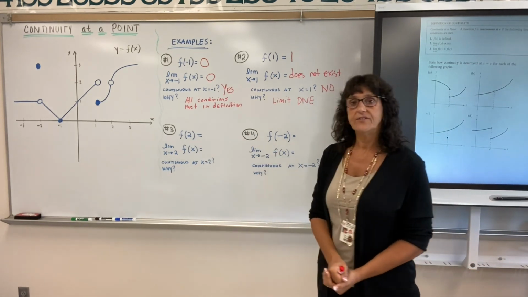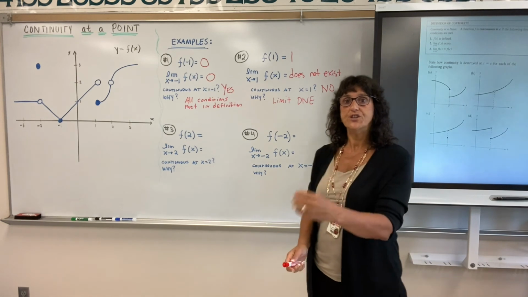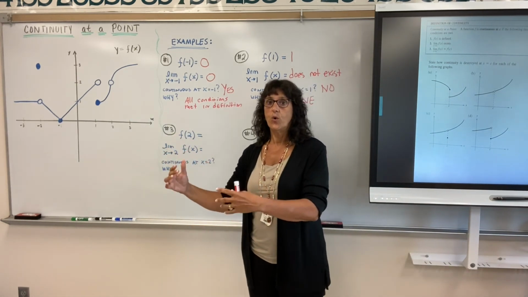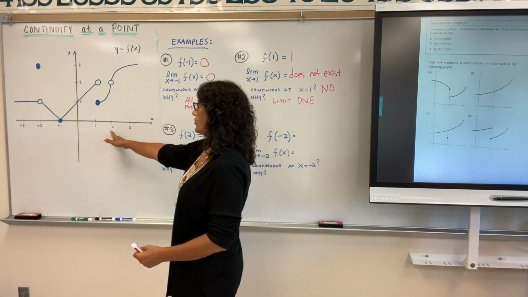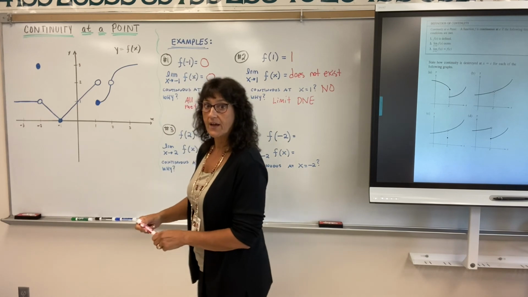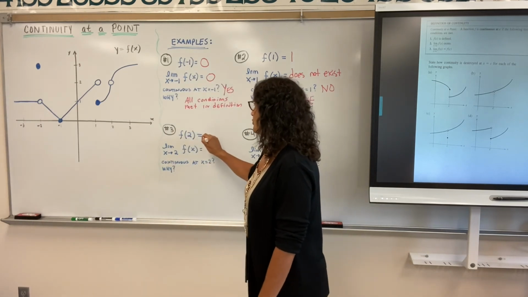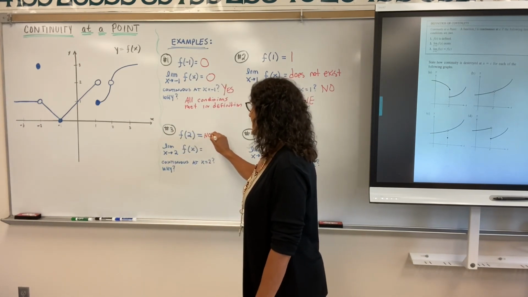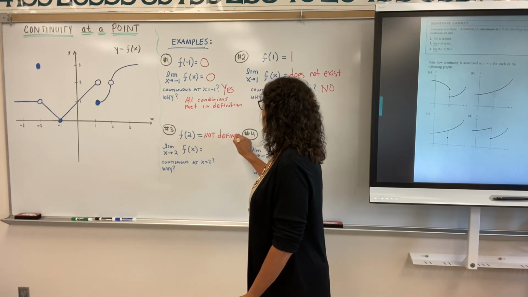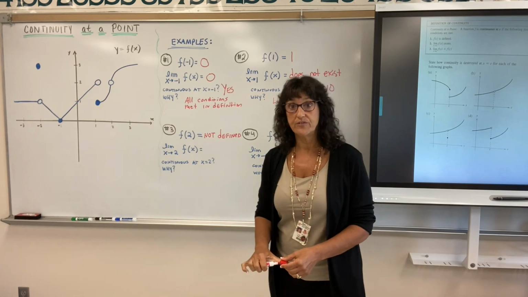Let's take example 3. What is f of 2? Remember from algebra class, what is f of 2? When x is 2, what is y? So let's go to 2 on the graph. When x is 2, ooh, there's no closed circle. So what is y when x is 2? We don't have a closed circle there. It's not defined. We have an open circle, but no defined closed-in circle.